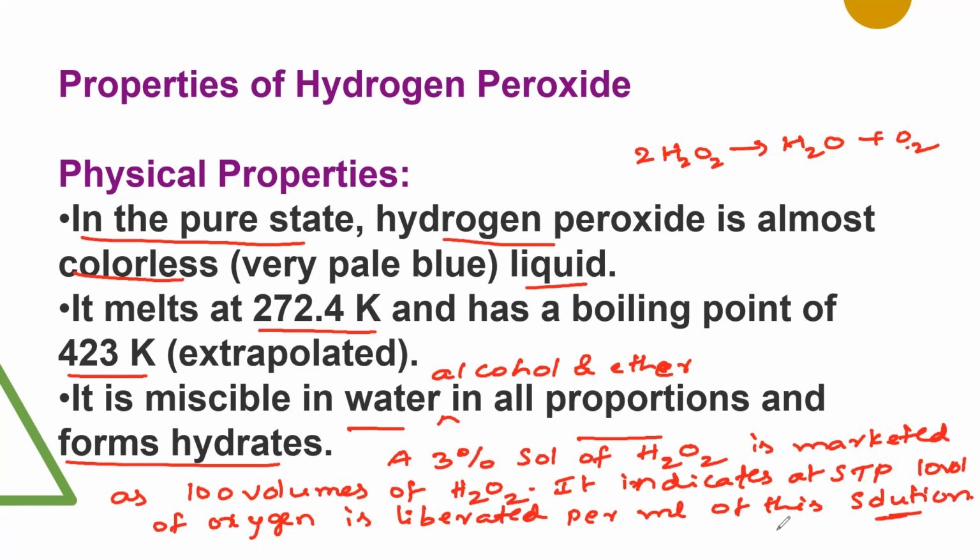So these are the physical properties of hydrogen peroxide, and more important, due to association, the boiling point is very high for hydrogen peroxide due to hydrogen bonding. In water, hydrogen bonding is present, and in the same way hydrogen bonding is present in hydrogen peroxide also. It is more when compared to water, so that's why its boiling point is 423 kelvins, greater than water, that is 373 kelvins. It is extrapolated, because it forms hydrogen bonding.